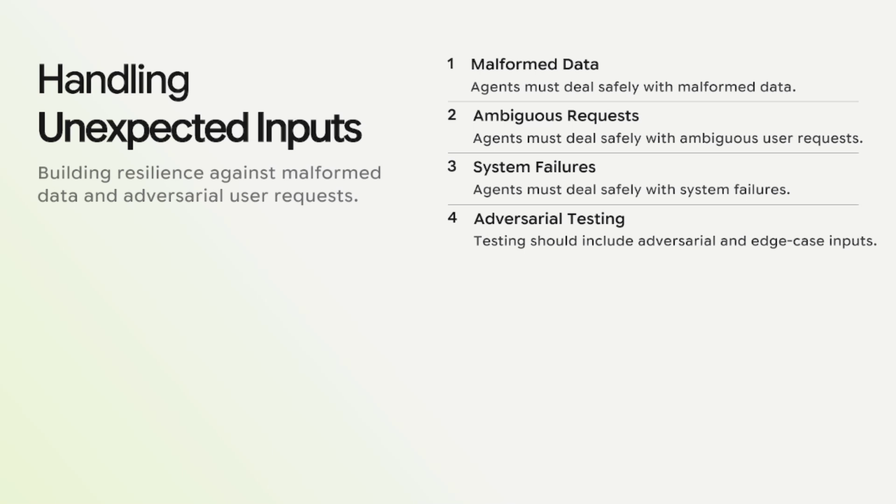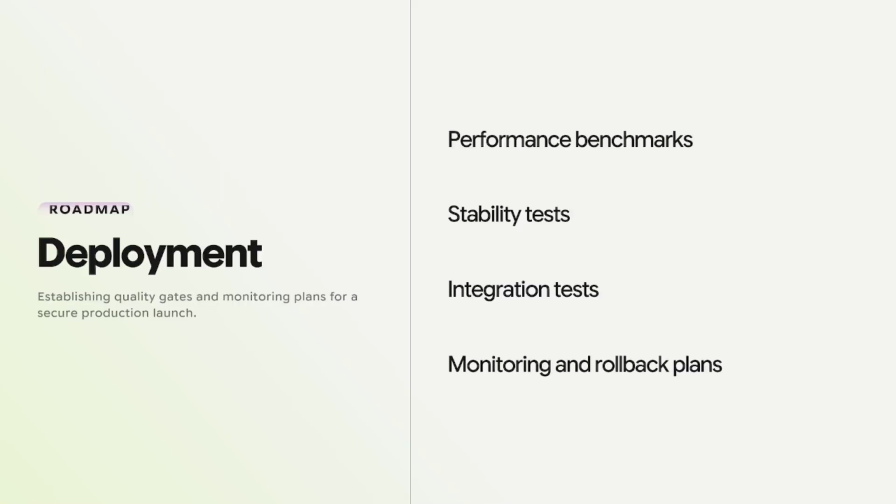Handling unexpected inputs. This is building resilience against malformed data and adversarial user requests. Agents must deal safely with malformed data. This is why you should design guardrails, policy, and governance, role-based access control, least privilege, and so on. Agents must deal safely with ambiguous user requests. Agents must deal safely with system failure. Adversarial testing should include adversarial and edge case inputs as well.